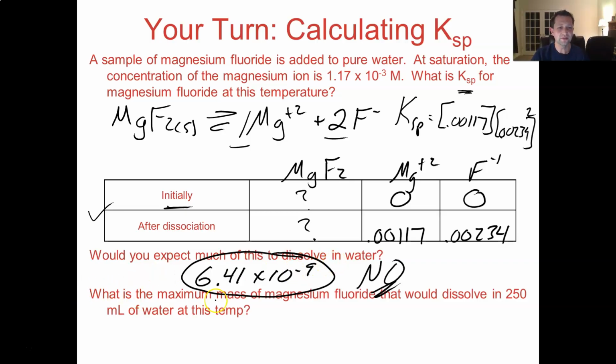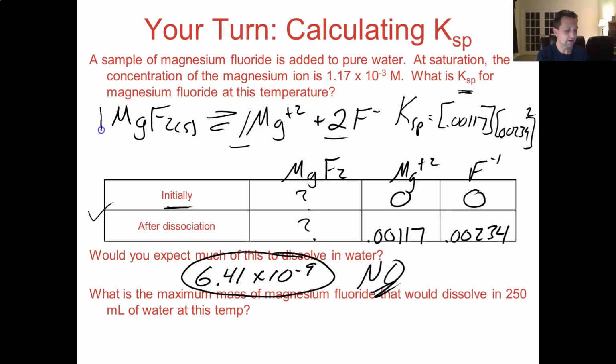Last part of it. What's the maximum mass of magnesium fluoride that would dissolve in 250 mL of water at this temperature? So I want to know the amount of magnesium fluoride that would dissolve, an actual mass. Okay? So what I have to do here is take a look at what I have in this table. This is important. It's very similar to a previous example. I'm not going to scroll all the way back. But the barium acetate example, you started with 0.169 molar barium acetate. You ended with 0.169 molar barium, because the coefficients on those two were the same.